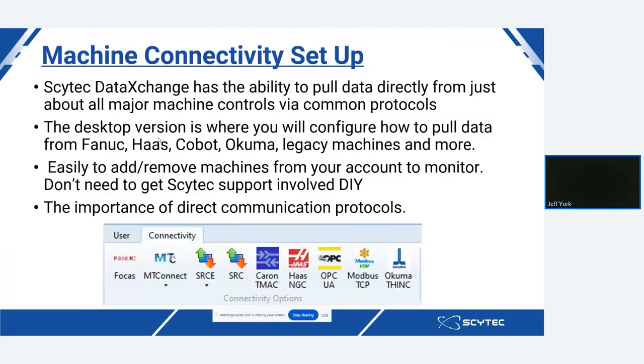So one of the things that you can do inside of the desktop version that you cannot do inside of Data Display is the machine connectivity setup. And right at the opening login screen next to the user tab, you will see the connectivity tab. And Scytec DataXchange has the ability to pull data directly from just about all major machine controls via common protocols. The desktop version is where you will configure how to pull data from control brands such as Fanuc, Haas, Cobots, Akuma, legacy machines, and more.